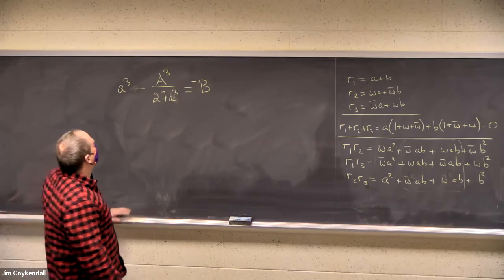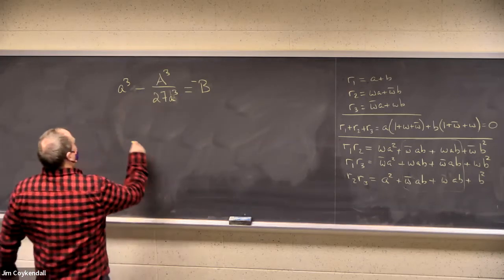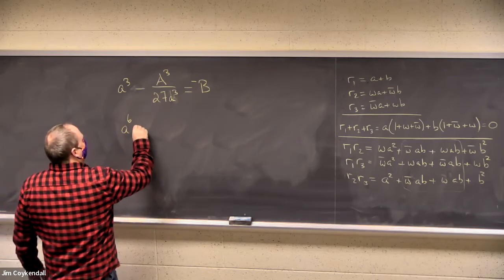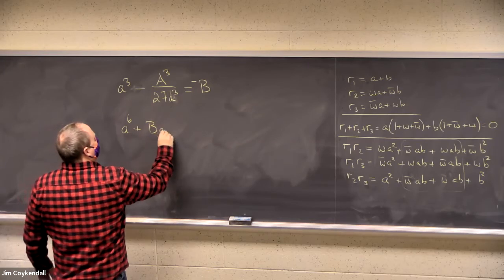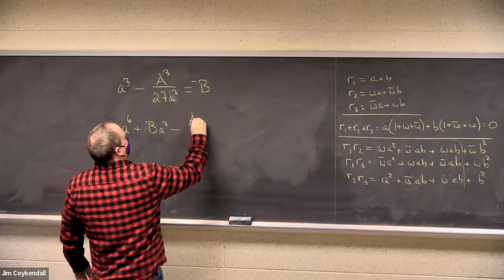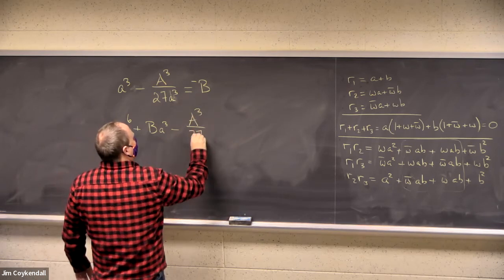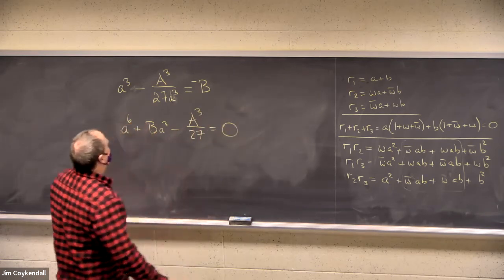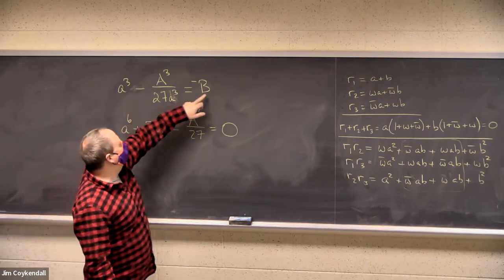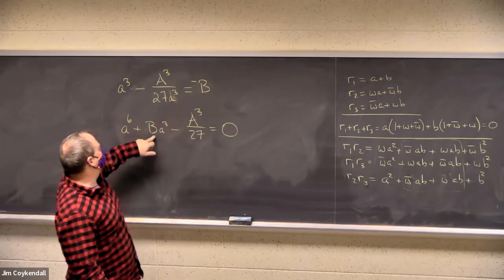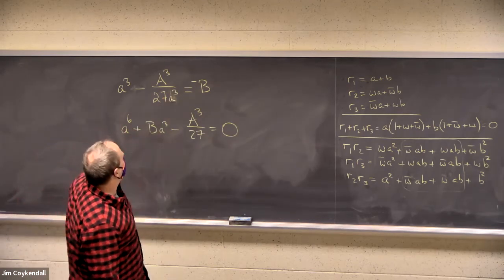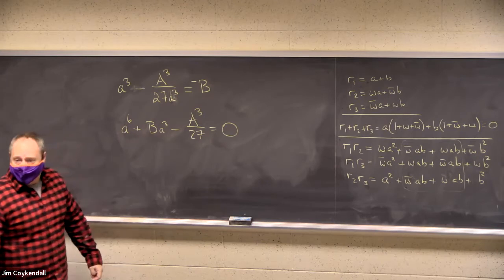And so, multiply by A cubed, I get A to the 6th plus B A cubed minus A cubed over 27 equals 0. So I'll do a little change around. A to the 6th, I get a minus B A cubed over here, so bring it over. So it's going to be B A cubed, and then that's going to be minus A cubed over 27.